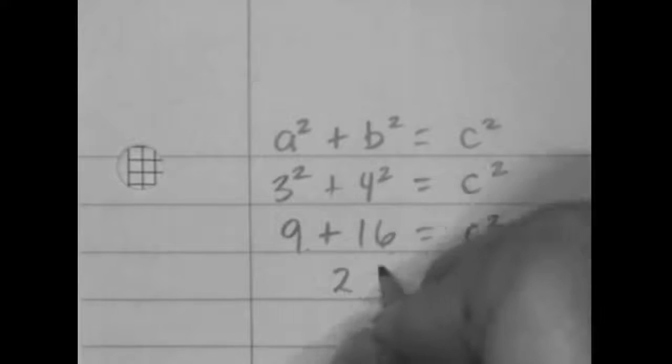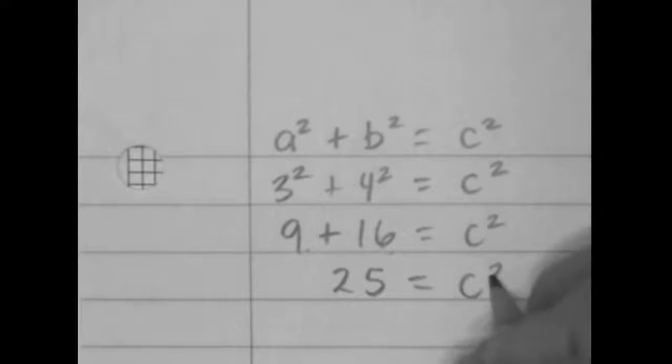So this is when our cards come in handy, right? So what is 3 squared? 3 squared is what? And what is 4 squared? And that's going to equal c squared. Yes? So far, so good? What's 9 plus 16? 25. So 25 is equal to c squared.